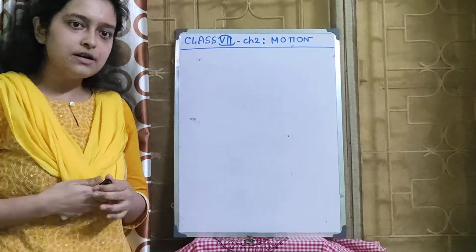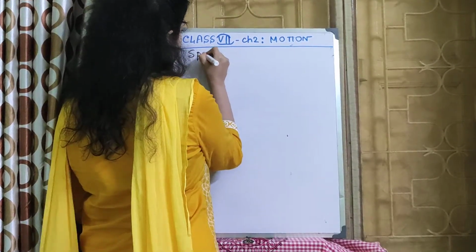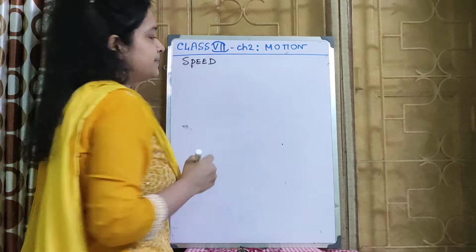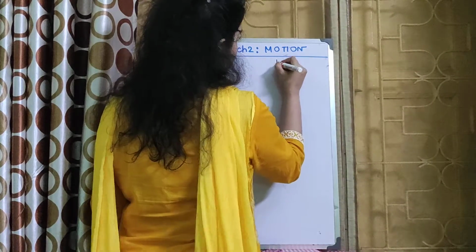So from scalar we will do speed. Speed is a scalar quantity, I hope you remember. And from vector we will do velocity.